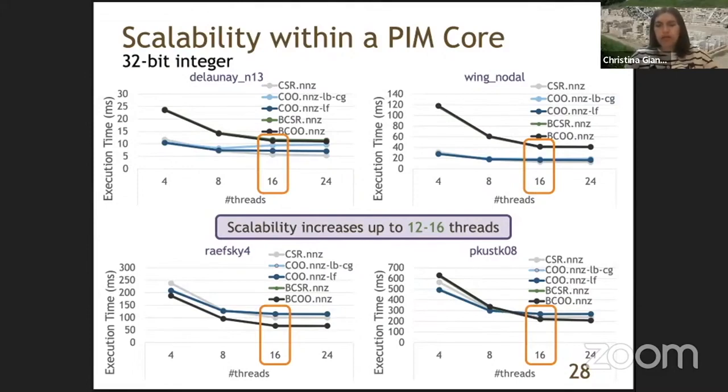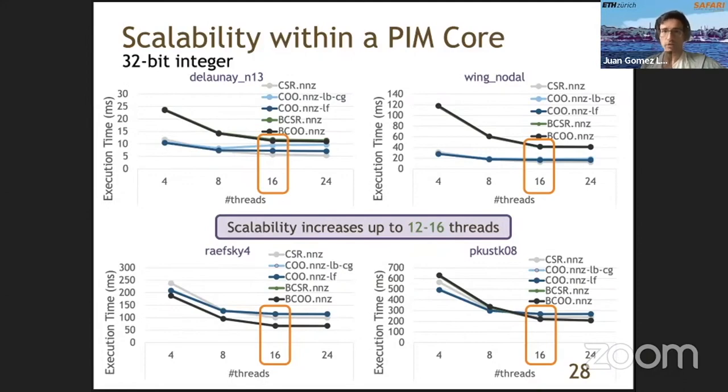And so the particular sparsity pattern determines the number of threads that gives us the best performance in each scenario. But we have observed that typically it's from 12 up to 16 threads.